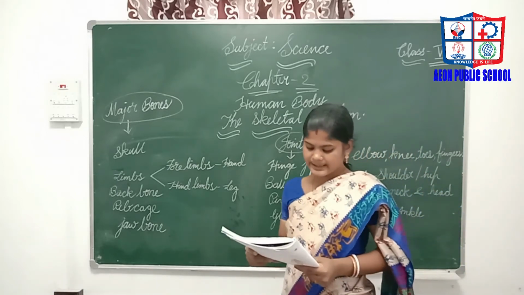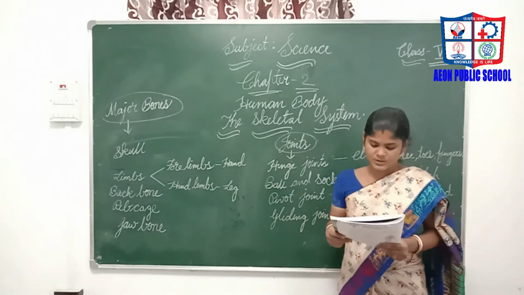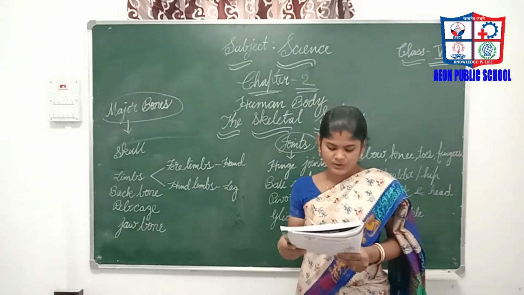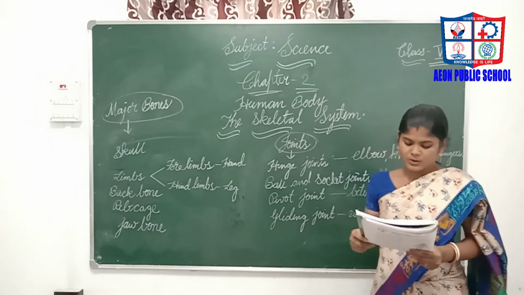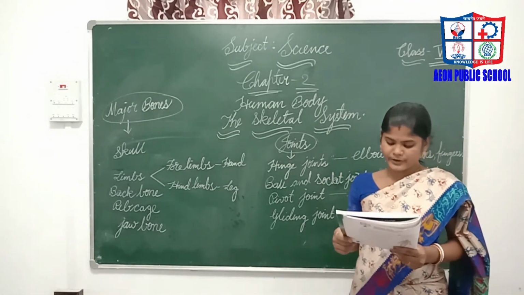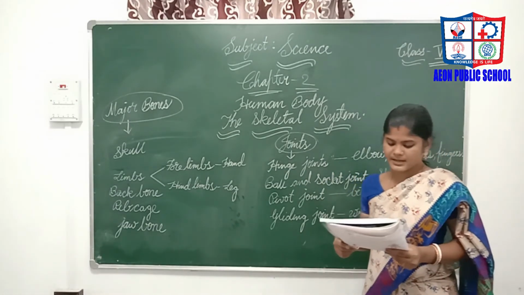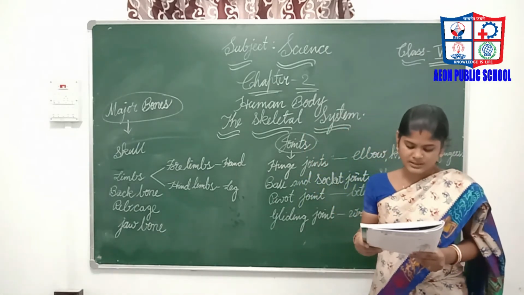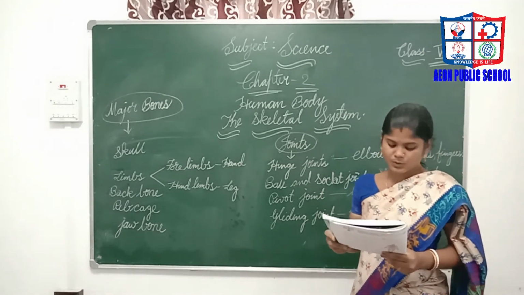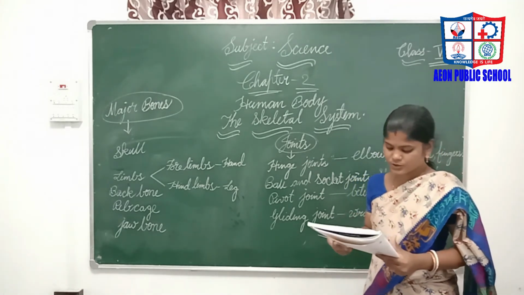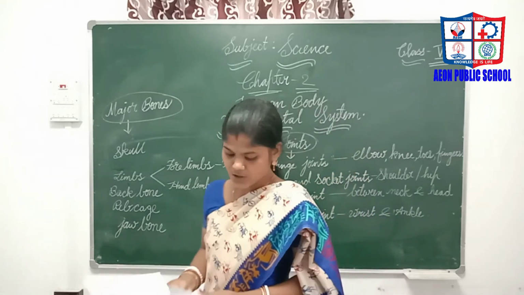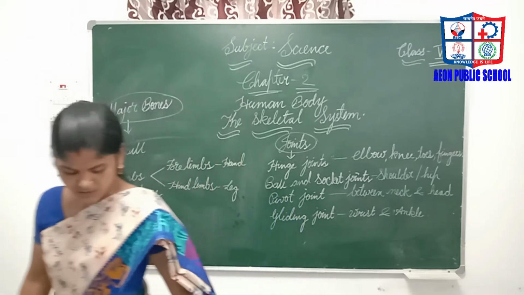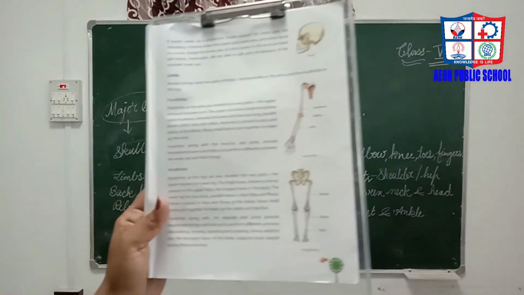The lower leg has two long parallel bones called tibia and fibula. So in the lower part of the leg we have two bones. What are they? Tibia and fibula. Femur is joined to tibia and fibula at the knees. Many small bones join together to make up the ankle and the foot. So here small bones are joined together to make an ankle.